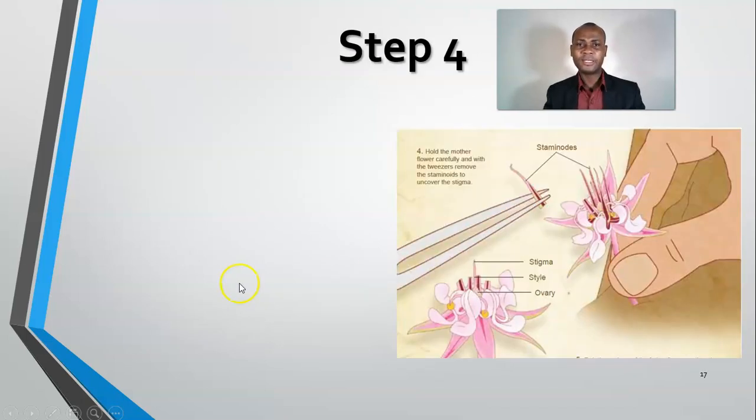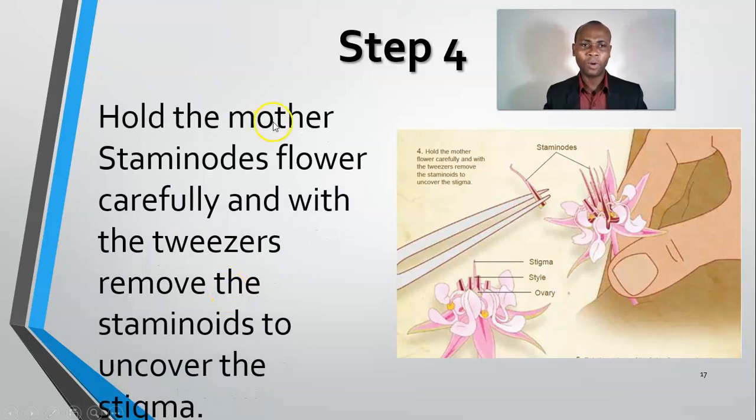Step four: hold the mother flower's staminodes and carefully, with a tweezer, remove the staminodes to uncover the stigma. As you can see here, the staminodes usually cover the female part of the flower, so you use the tweezers to break them off like this. Anyway, this is one option. I will discuss another option, where maybe you don't have to remove the staminodes.